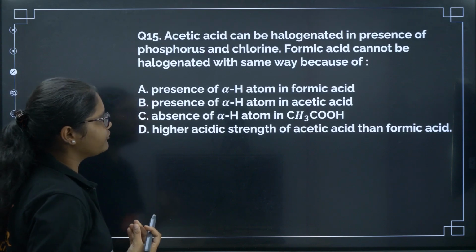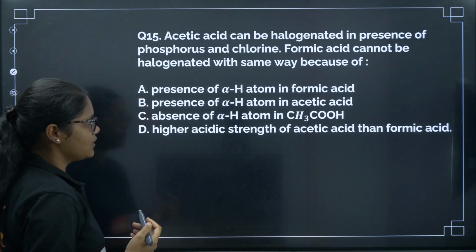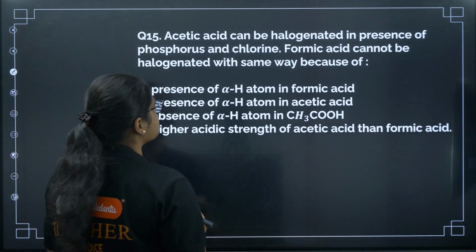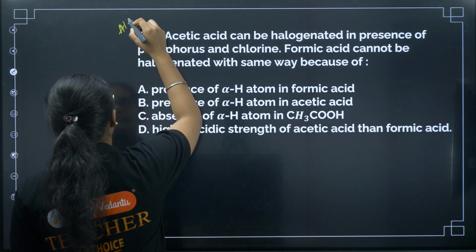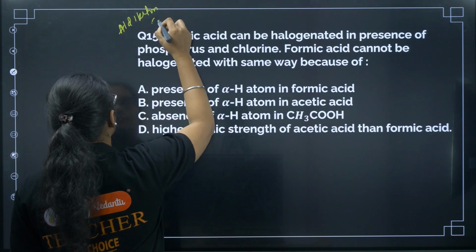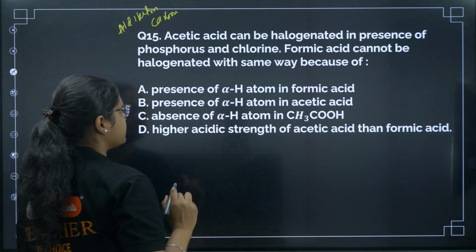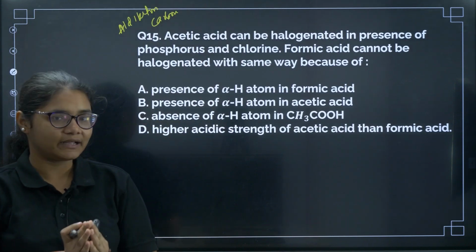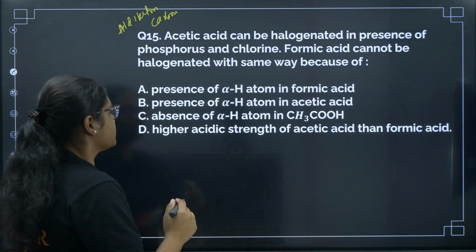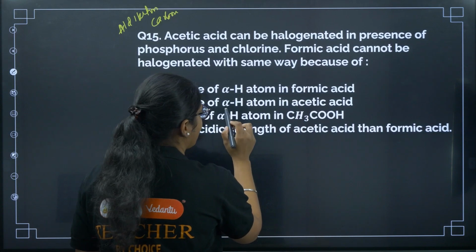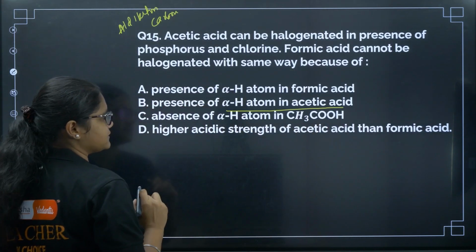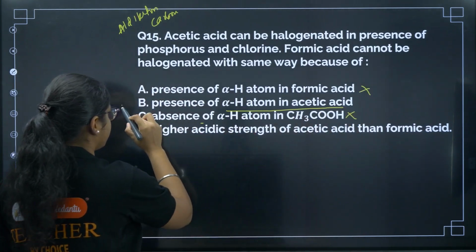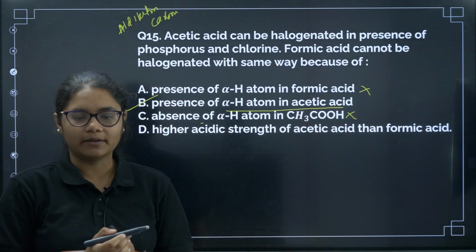Acetic acid can be halogenated in presence of phosphorus and chlorine. Formic acid cannot be halogenated in the same way because... So this question is from your aldehydes, ketones and carboxylic acids chapter, right? So this is your HVZ reaction. Whenever there is an alpha hydrogen that can be replaced with your halogen group, right? That is because of the presence of alpha hydrogen atom in acetic acid. Absence of alpha hydrogen, this statement is wrong. So the correct statement for this question is option number B.